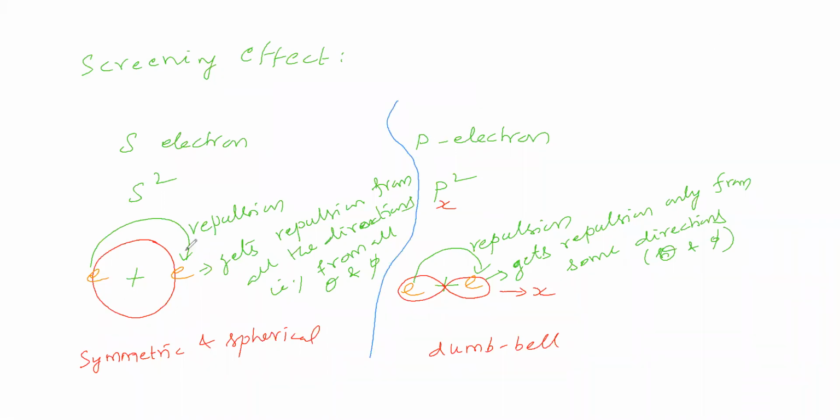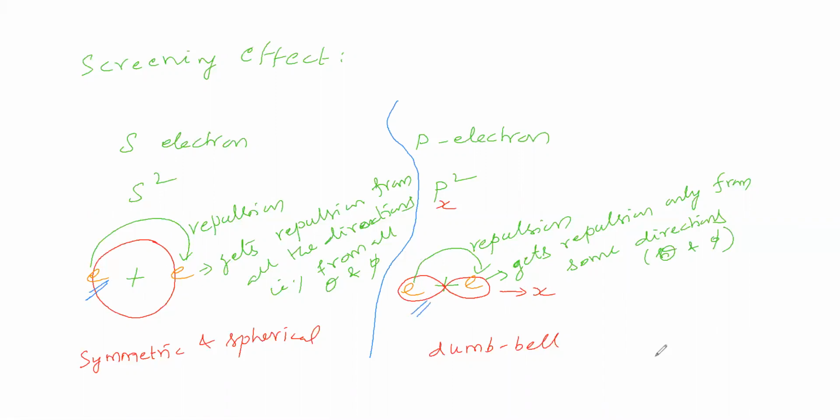So this electron is getting repulsion from all the directions, but this electron gets repulsion from some side only, some theta values only. But this electron gets repulsion from all the theta values, because it is symmetric and spherical. Now tell me which electron gives higher screening effect. This electron provides higher screening effect, whereas this electron provides lesser screening effect.